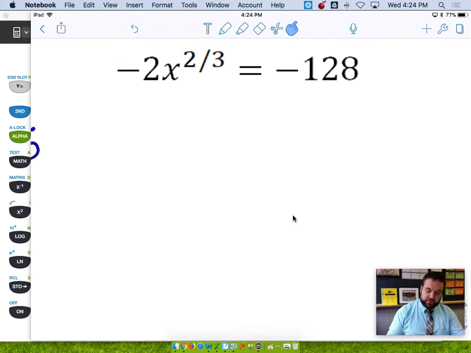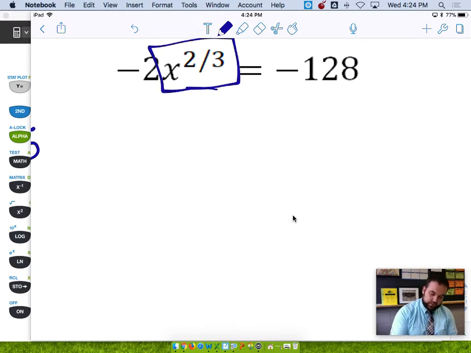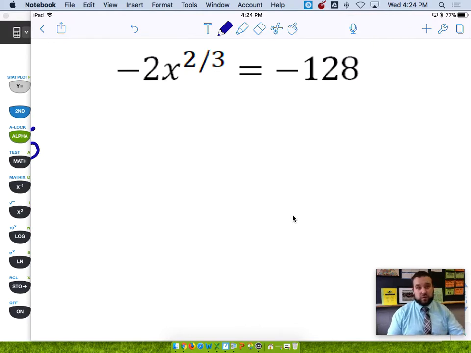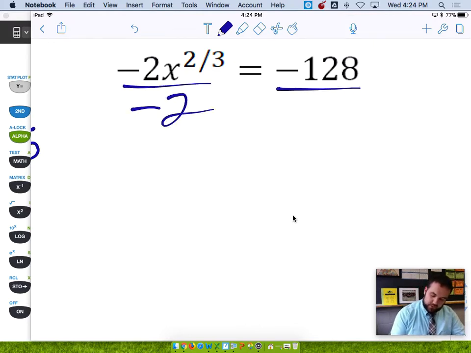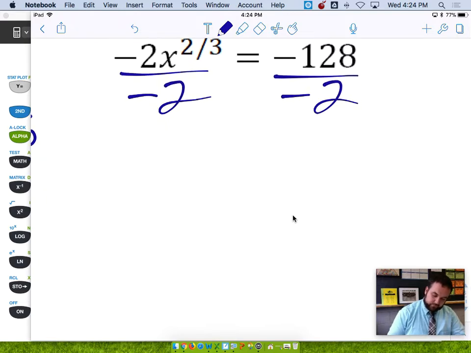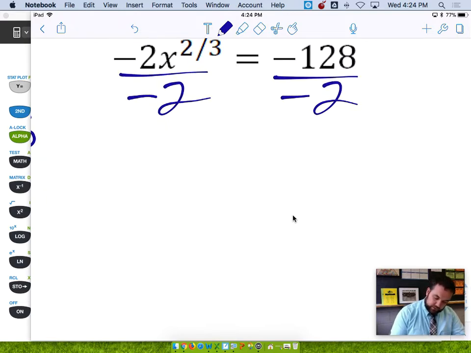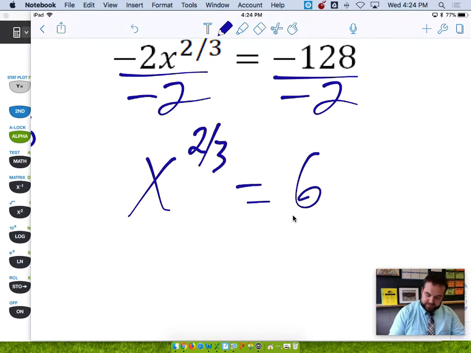In a problem like negative 2x to the 2/3, this one can be a little tricky. Since we don't see parentheses at all in the problem, this 2/3 power is only applying to the x and not to the 2. So that means I need to get rid of the negative 2 first before I do anything. I'm going to go ahead and divide by negative 2 to get rid of that. Okay, so I have x to the 2/3 power is equal to 64.